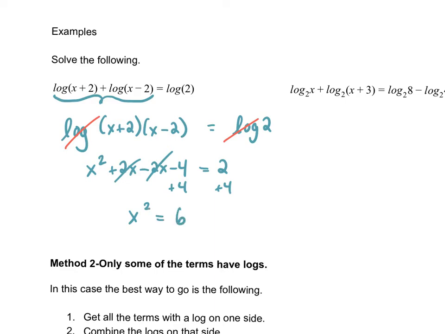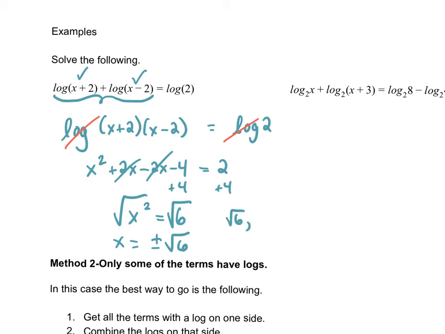So we put the logs together, we canceled out the log on each side, and now I'm solving the resulting equation. So I take the square root, and x is going to equal plus or minus the square root of 6. But we have to make sure that these both will check out. If I put in positive square root of 6, positive square root of 6 plus 2 is definitely positive. Positive square root of 6 minus 2 is positive because square root of 6 is bigger than 2. So square root of 6 is definitely a solution.